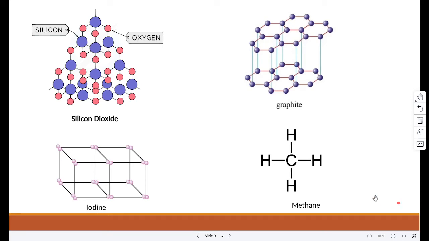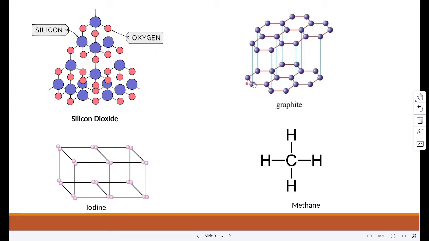Comparing structures of large macromolecules and simpler structures. So first we're going to talk about silicon dioxide. Now it is a macromolecule compound which occurs naturally as sand and quartz. It is a tetrahedron and it is formed with one silicon atom, as you can see here, with four oxygen atoms. It is hard and it has a high boiling point.